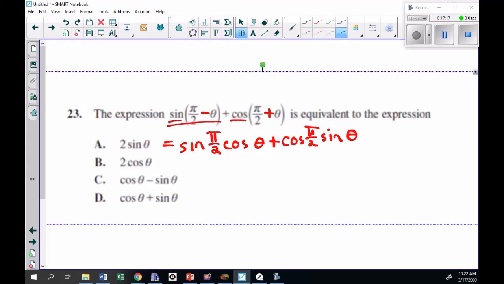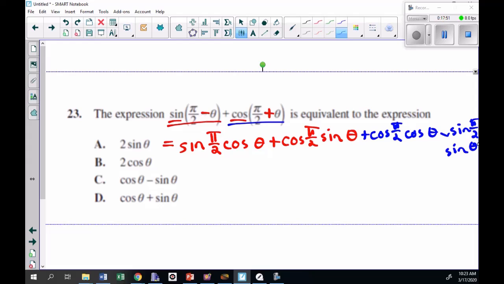Now for the second one, I'll do it in blue. So we're going to look at cosine. For cosine, we're going to have cos pi over 2, and this is an addition between these. So we're going to have cosine pi over 2 times cosine theta. And then dealing with the second part, you're going to get minus sine pi over 2 times sine theta.